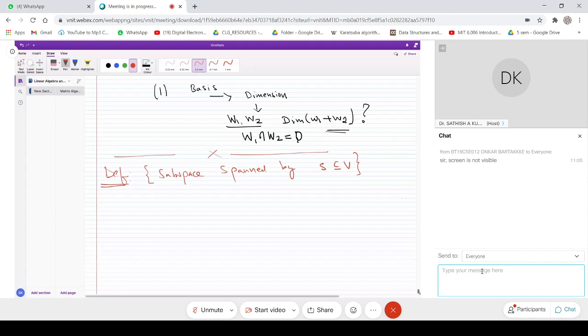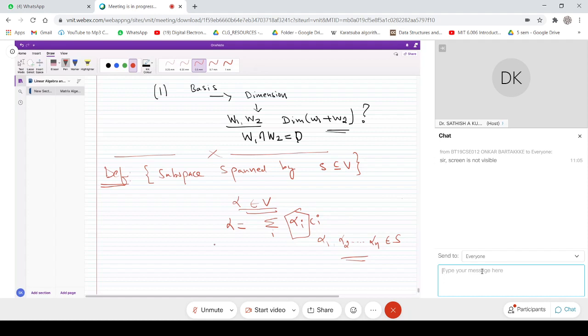The other way of saying that: suppose I take some vector alpha in V, and alpha can be expressed as a summation over i of ci alpha i. Each of these alpha i, let's say alpha 1, alpha 2, etc., alpha n, must be in S. So whatever vector alpha you take in V can be expressed as a linear combination of the vectors in S. That is called the subspace spanned by S, or you can say that S is a spanning set.